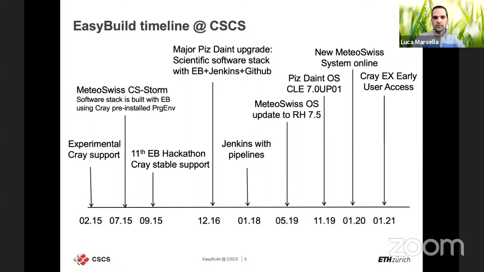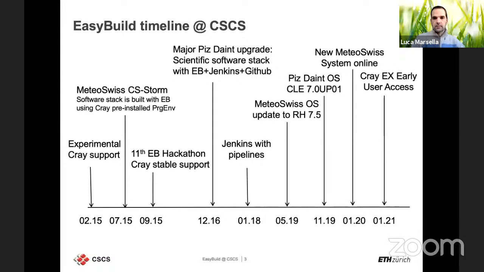And following in 2018, thanks to our colleague Theofilos, Jenkins with pipelines was integrated in our software stack release process. So now, in production, we always use the pipelines, which are available on our GitHub production repository and can be checked quickly by all users.